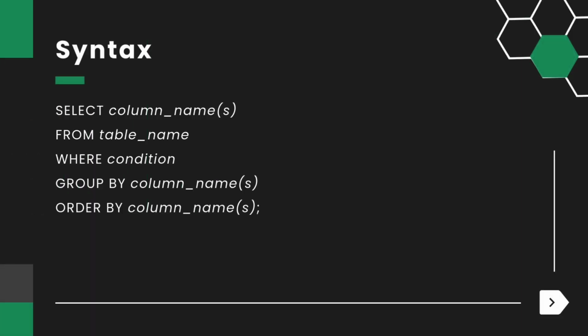Here is the syntax of SQL having. Select column names from table name, where condition, group by column names, order by column names. Using the order by is optional only.